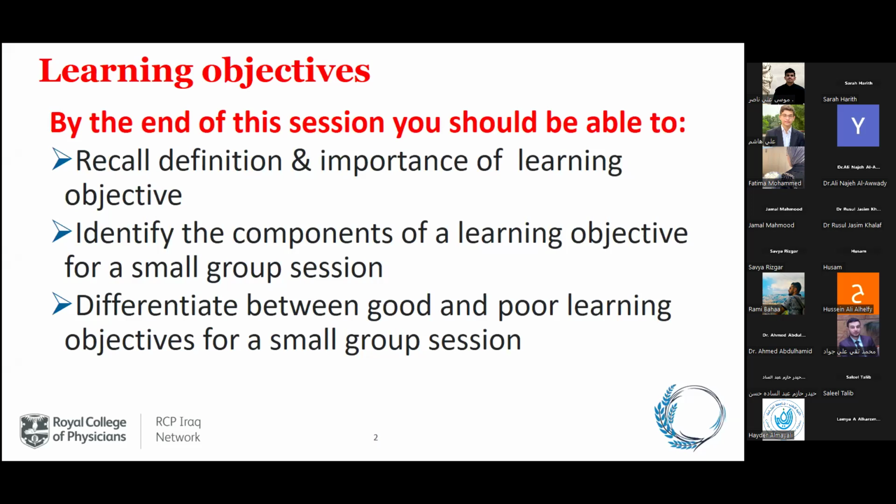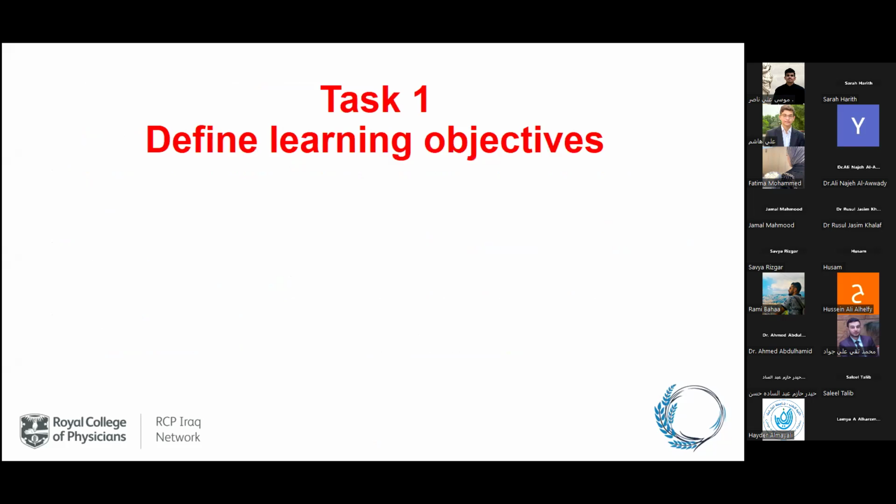The aim of this session: we have to recall the definition and importance of learning objectives that you had yesterday, identify the components of a learning objective for a small group session, and differentiate between good and poor learning objectives. I am going to ask you one question first.